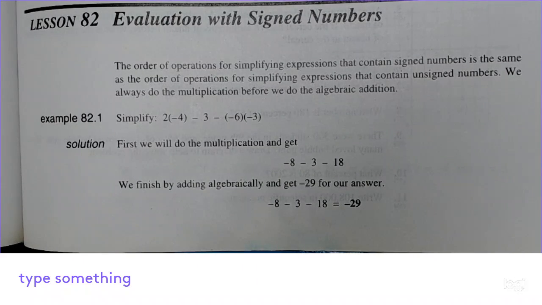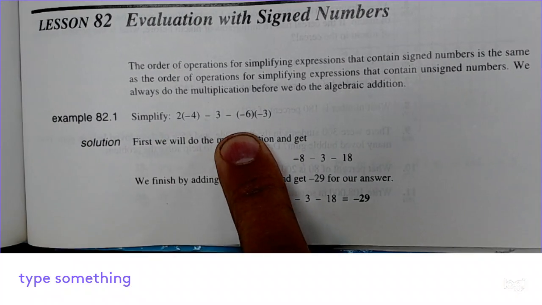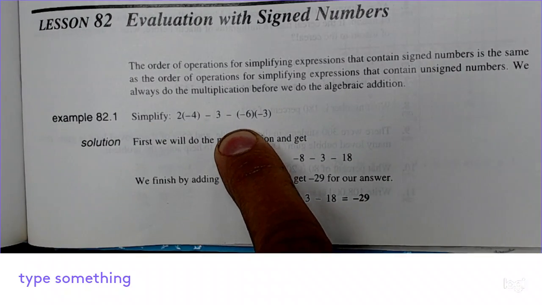Pre-Algebra Lesson 82, Evaluation with Signed Numbers. So evaluation with signed numbers is just continuing on this track of opposites, algebraic addition, and multiplying positives and negatives, and we're going to learn how to solve expressions like this, but also using our evaluation problems.